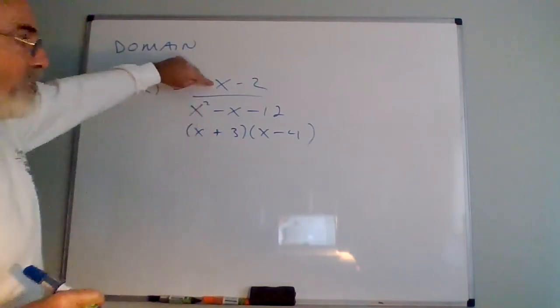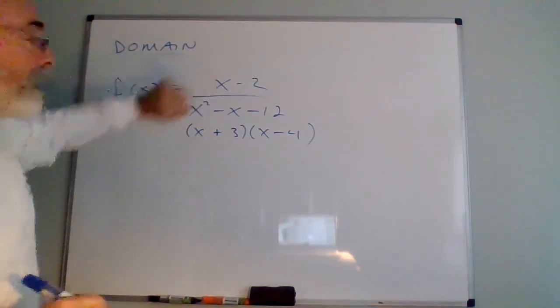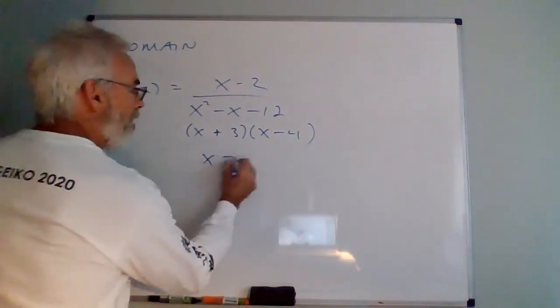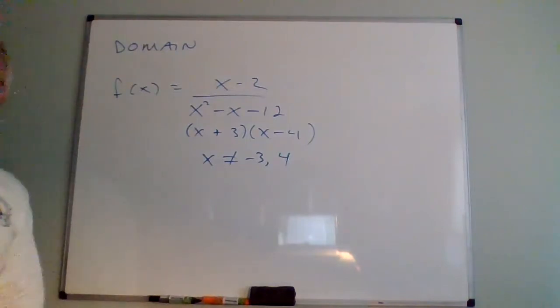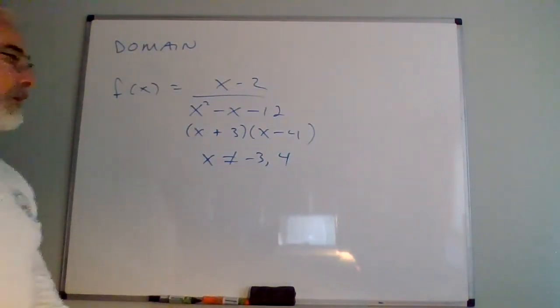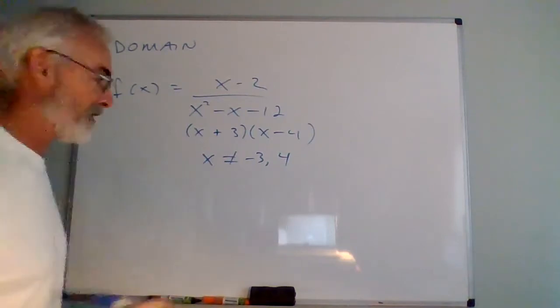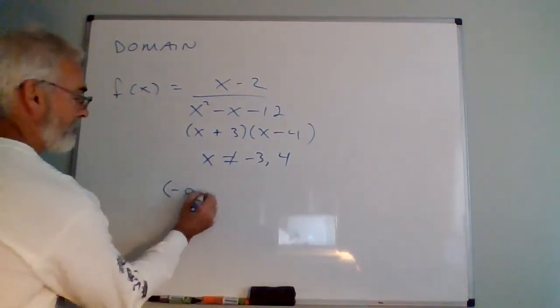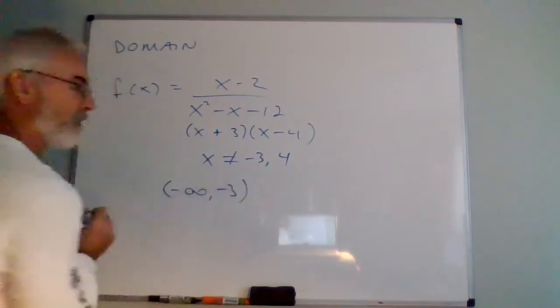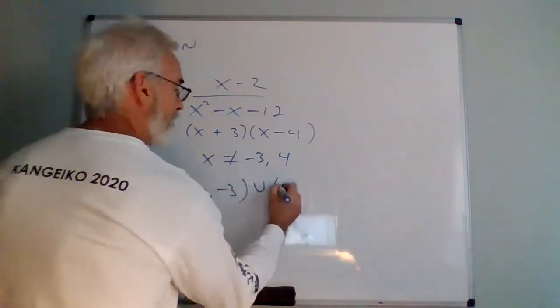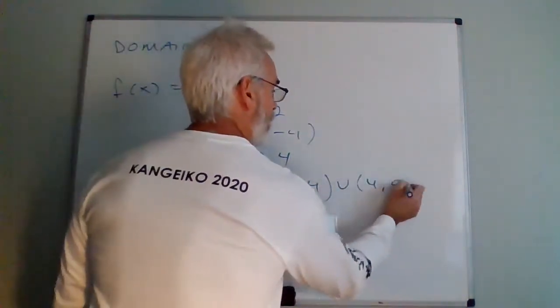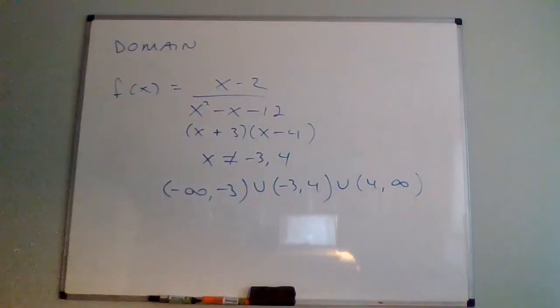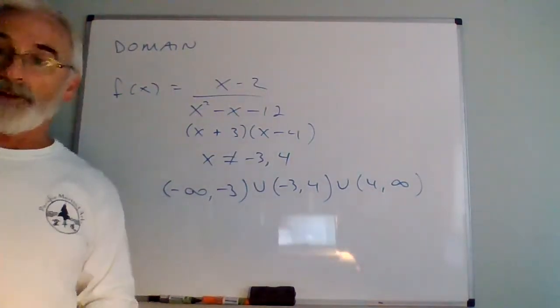It doesn't matter if the numerator is 0. That doesn't affect the domain. So we'd say that x cannot be -3 or +4. Now if we're to state that as an interval, this is essentially the entire real number line excluding those two values. So we would state it this way: -∞ to -3 open, union with -3 to 4 open, union with 4 to infinity. It might seem a little inconvenient, but it's very clear that it's the entire number line with 2 points deleted.